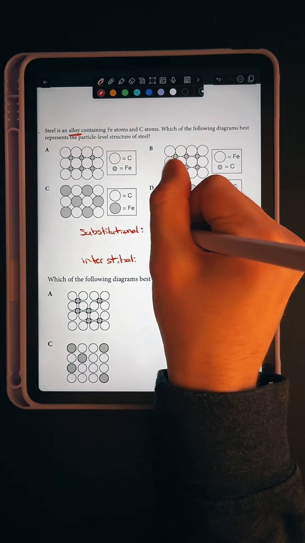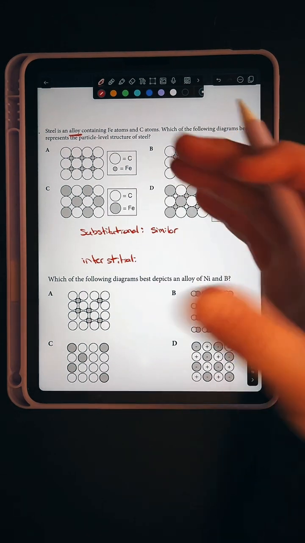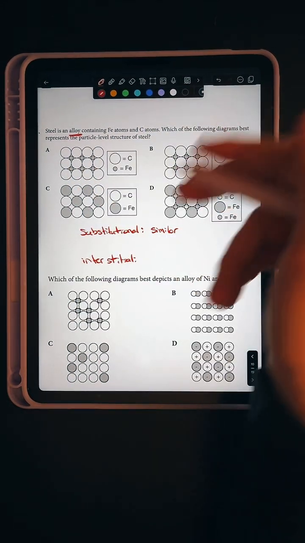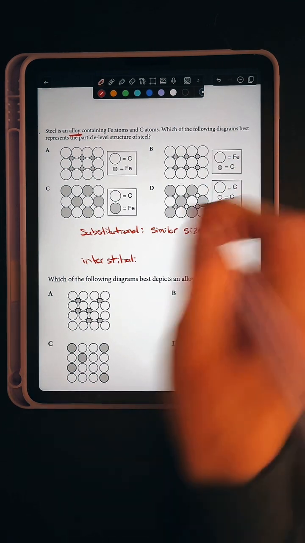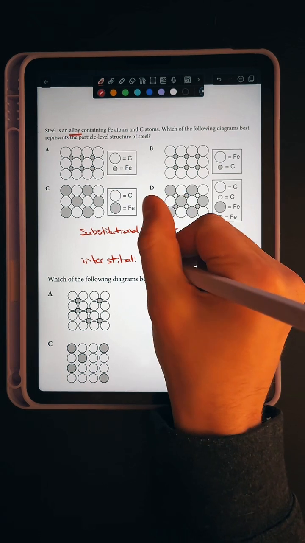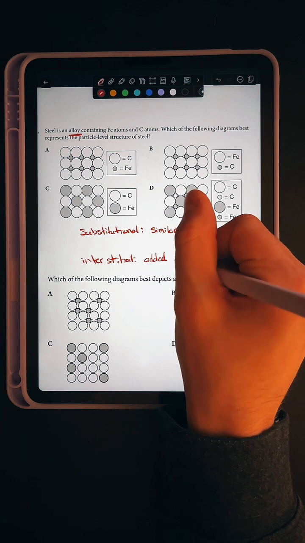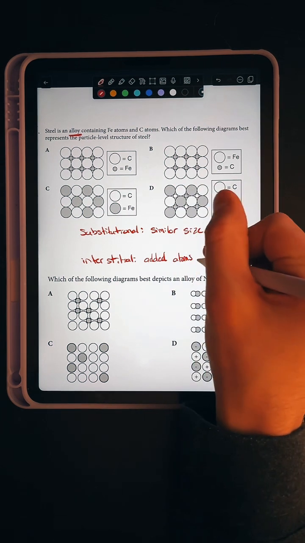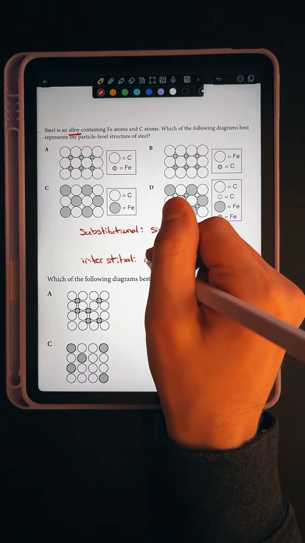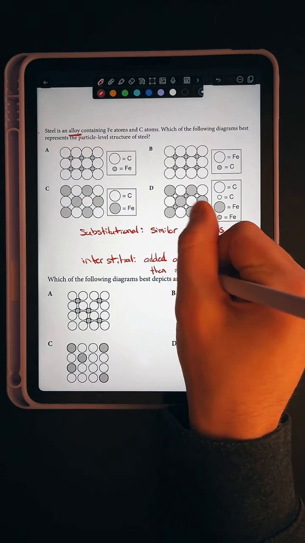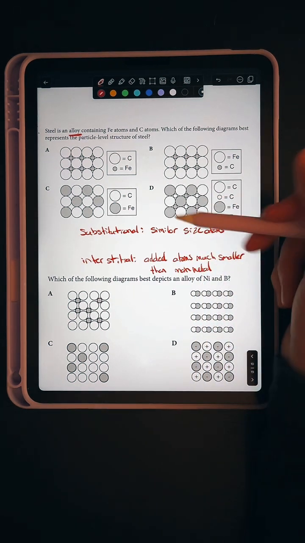Substitutional is when we have two or more atoms in an alloy, a mixture of our elements in similar size. So we have similar sized atoms. Whereas interstitial is where the added atoms are much smaller than your main metal.